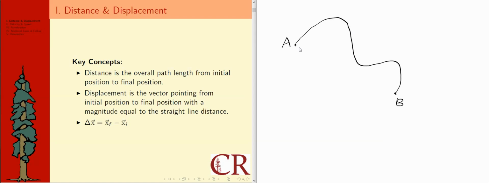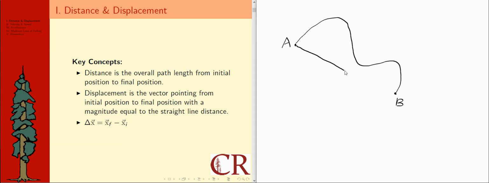Contrast that to displacement. Now, in physics, displacement is considered a vector, and the importance of that is that it includes direction. We're going to study vectors in some more detail in a future chapter, but for right now, the main thing to understand is direction is going to be part of it. Displacement, though, is the straight line distance.